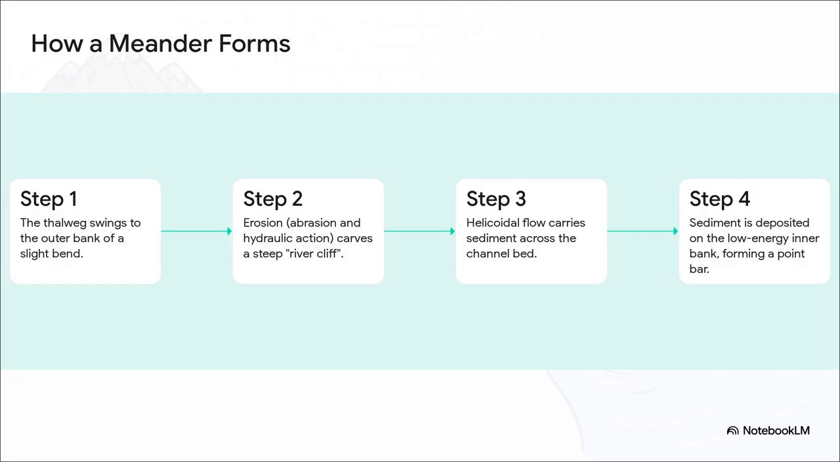Here's what happens. The Thalweg, that express lane of water, slams into the outer bank of a bend. This causes a ton of erosion, carving out a steep little river cliff. Meanwhile, that corkscrewing helicoidal flow acts like a conveyor belt, sweeping the eroded material across the riverbed. It then drops it all on the slower inner side of the bend, building up a gentle sloping beach called a point bar. It's this perfect self-reinforcing system: erosion on the outside, deposition on the inside.